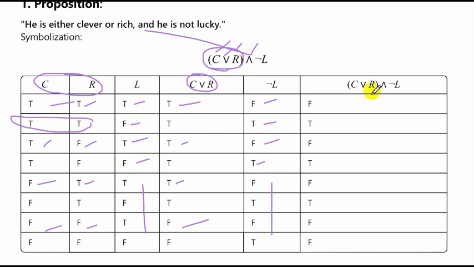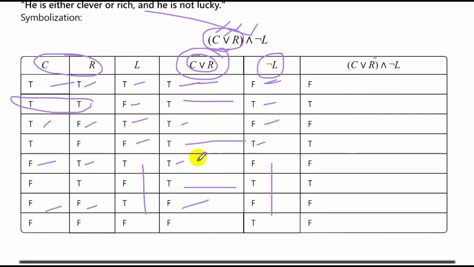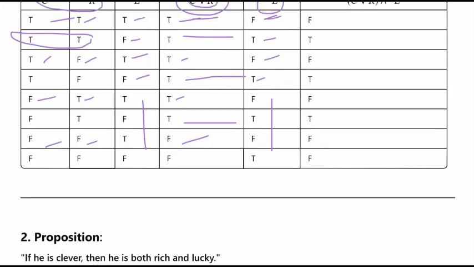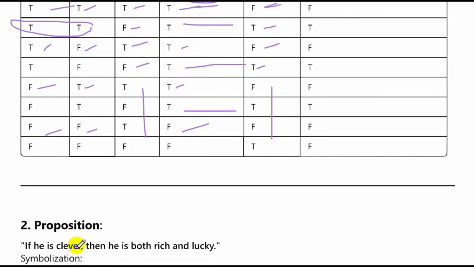Now we have to join this and use the AND symbol. Only when both of them are true, the result will be true. So this will be true, this will be true, this one will be true, rest all will be false. This is how you create the truth table. Alright, next is if he is clever, then he is both rich and lucky. So if he is clever, implication, then he is both rich and lucky.